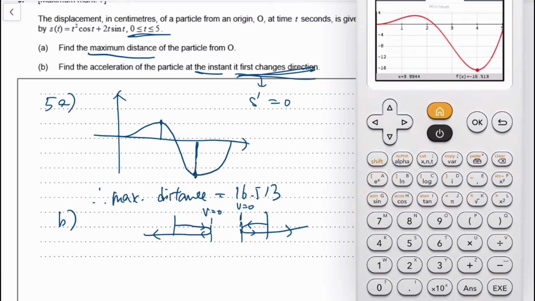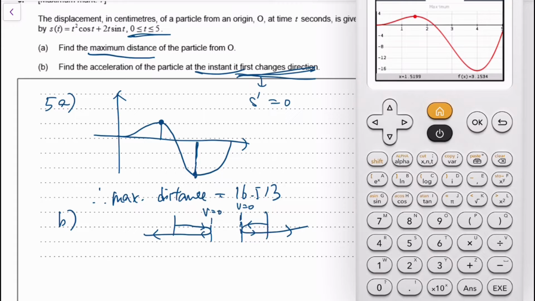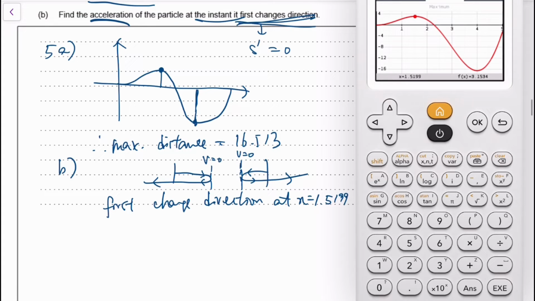So it first happens at this maximum point. So it seems like, first of all, we need to find the maximum point. Okay, so first change direction at x being 1.5199. But I need the acceleration, so I need s prime prime. So I need to find s prime prime when, what's this, t? When t is 1.5199. Okay.